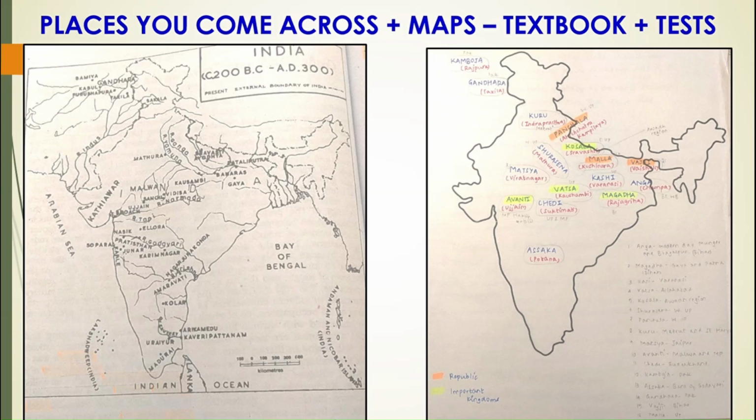Yes. Then you'll have to make a note of the places that you come across plus maps. Okay. From textbooks, tests plus PYQs. So you can see these maps are there in our books, right? So please pay attention to these maps, see important places, and if any PYQ has been asked, locate those PYQs on these maps. Okay. And this is the map. The right side map is pertaining to the Mahajanapadas. So you can plot the map like this and keep it in your notes.